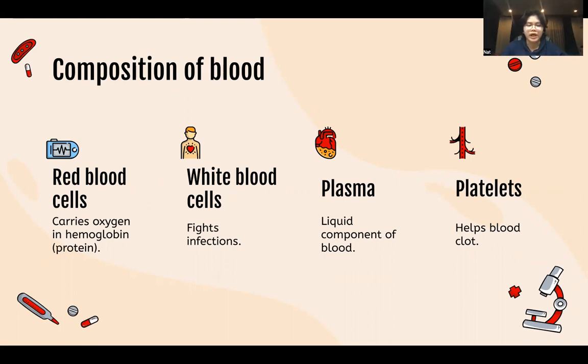The components of blood that help blood do this are red blood cells, which carry oxygen in a protein called hemoglobin, white blood cells, which help fight off infections, plasma, which is the liquid component of blood, and platelets, which help the blood clot.